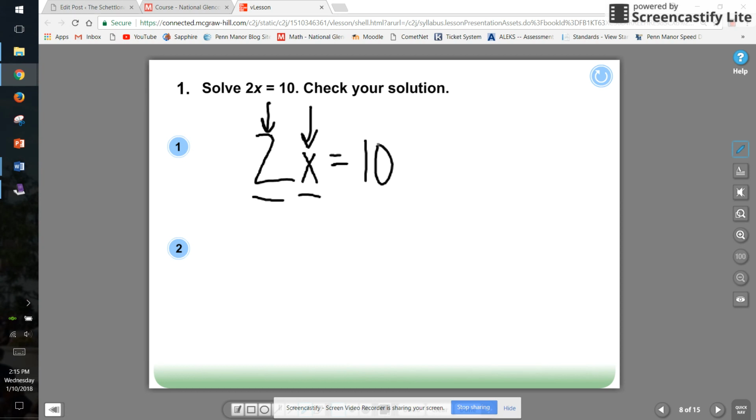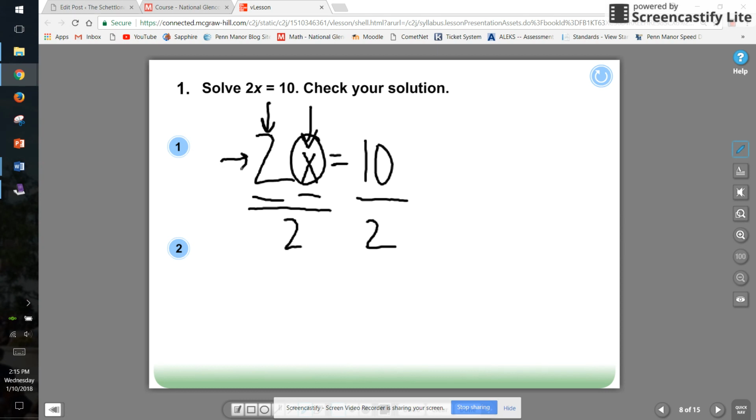Even some of our parents know this simply by looking at 2 times what number is 10. But let's prove it mathematically. We're going to use that division property of equality to figure this out. I'm going to divide both sides by 2. If you ask me why I'm dividing by 2, well, because the variable is on this side and the constant 2 is here. I want to get rid of that 2.